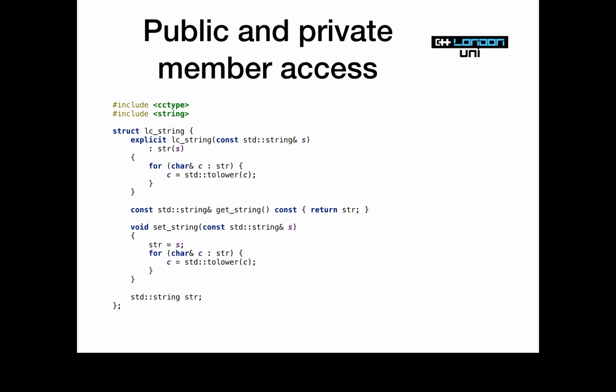And then we've got our standard string member, str, which we've used in various places. So for this class, or this struct, we have a constructor, we have two other member functions, and then we've got one data member.